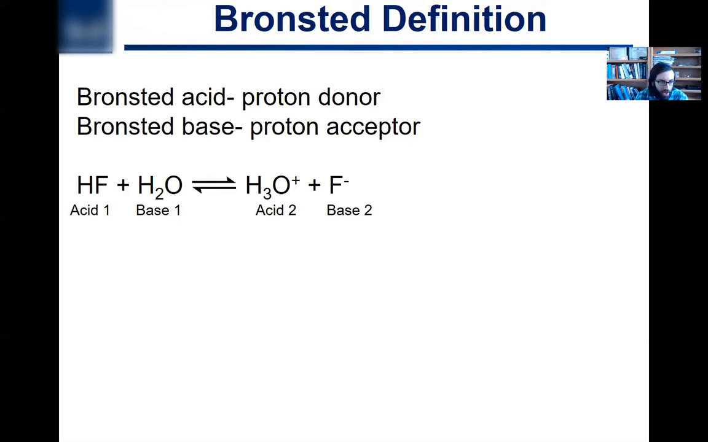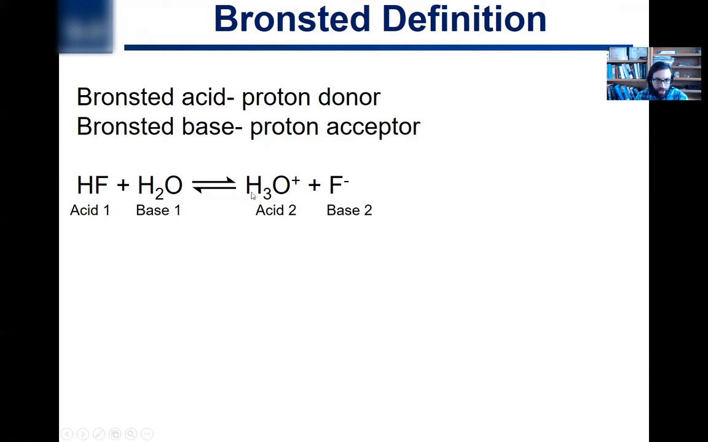How you can think about this is if you have some species like hydrogen fluoride, or hydrofluoric acid, it can react with a base, in this case water, and it's going to make an acid, hydronium, and a fluoride base. We always said that hydronium ion is an acid. Why? Because HF donated a proton to water, that's why it's an acid. Water is a base because it accepted a proton from HF.